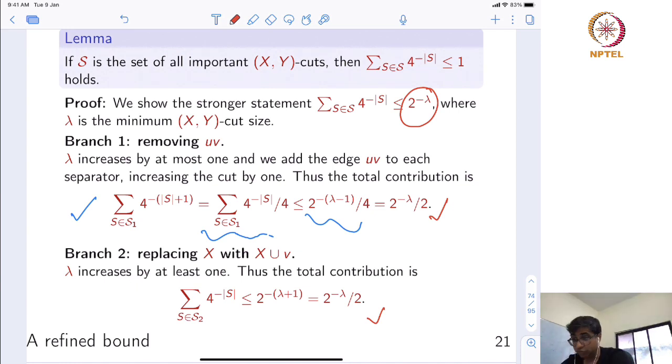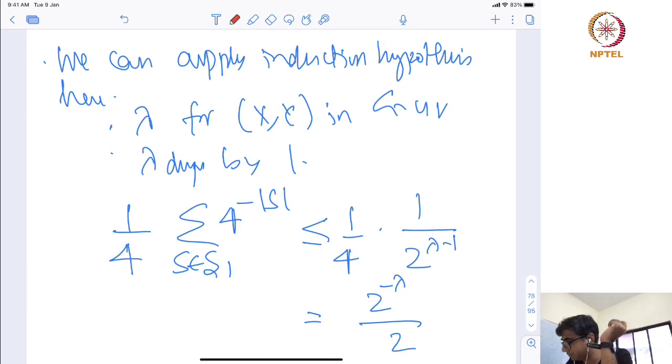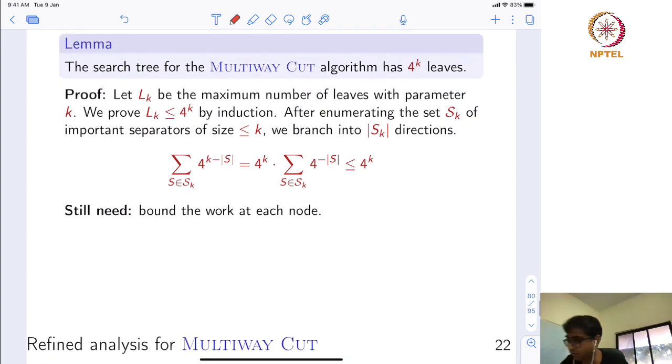Okay. So this is a refined bound we are able to achieve. Now how are we going to use this refined bound for our algorithms? Let's see that. So now let's look at the search tree for the multiway cut algorithm. We are going to show that it has 4 to the power k leaves. Let Lk be the maximum number of leaves with the parameter k. We are going to prove this for Lk by induction.